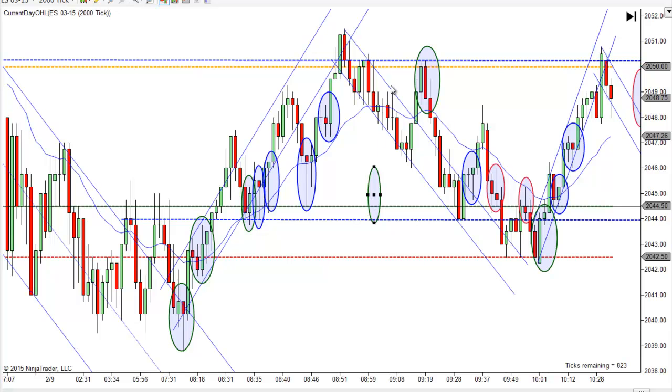But there's a failed second entry long there. It is coming right off that little channel. So there's reasons to take that short. So I'm going to leave that one green, even though it's borderline. It's a trap, and you're looking for prices to go the other side.